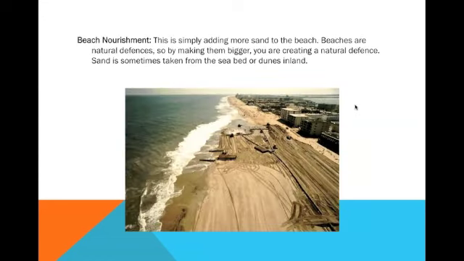Beach nourishment. This is simply adding more sand to the beach. Beaches are natural defenses, so by making them bigger, you are creating a natural defense. Sand is sometimes taken from the seabed or dunes inland.